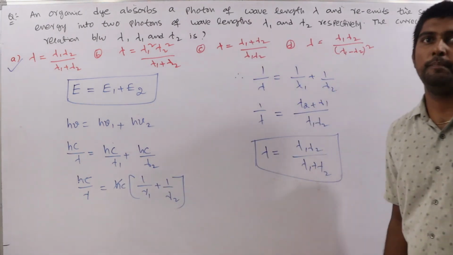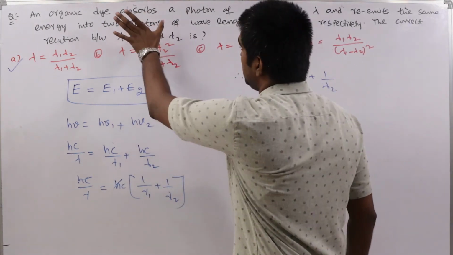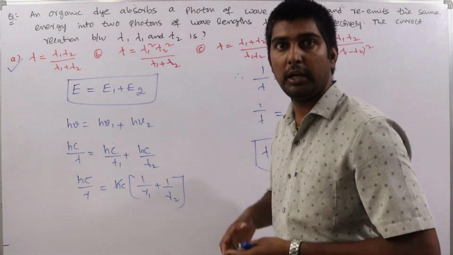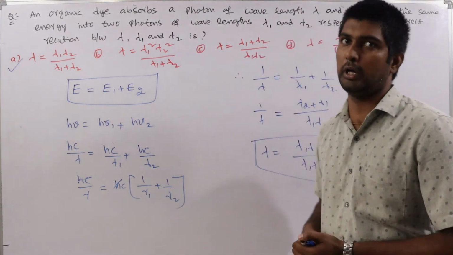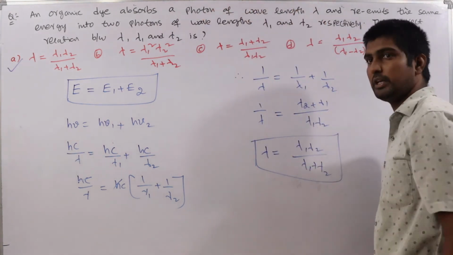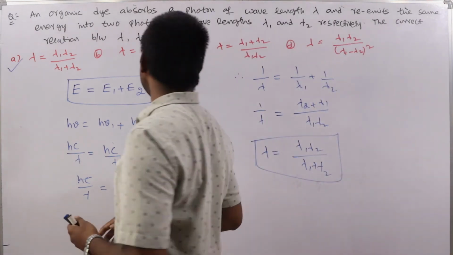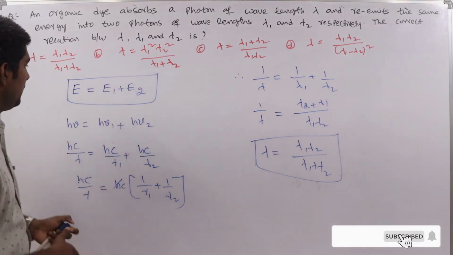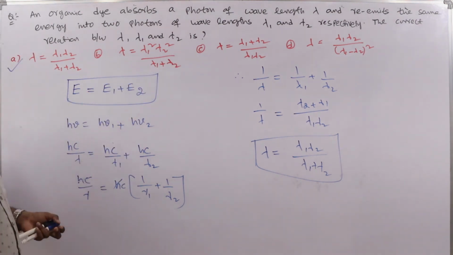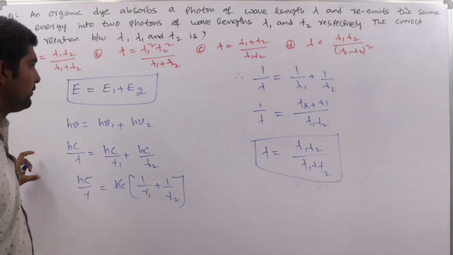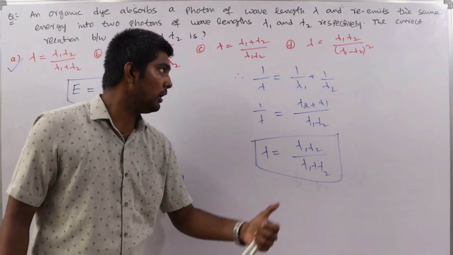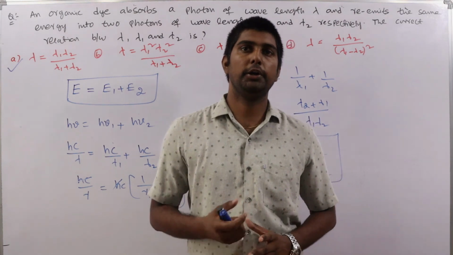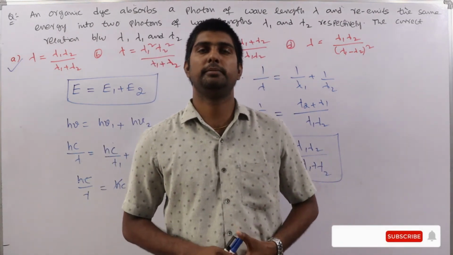Very simple problem. What they have given is that a substance first absorbed a photon, and the same energy is emitted by that substance in the form of two different photons. The absorbed photon wavelength is given and the emitted photons wavelengths are also given. So total energy absorbed equals total energy emitted. These are the simple relations which we discussed in the previous problems, and if you substitute here, after simplification we get the final answer. Clear? In the next lecture we will discuss some other important model problems related to different concepts. Thank you.